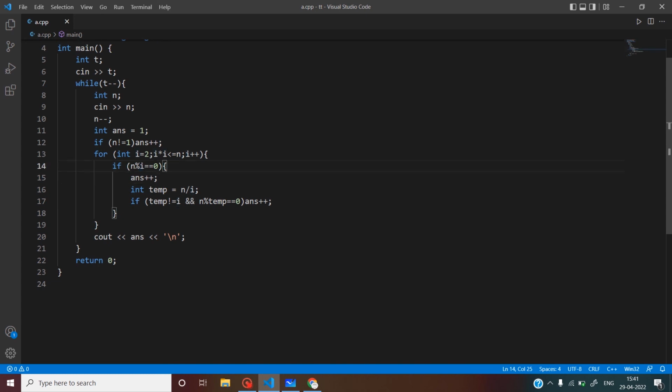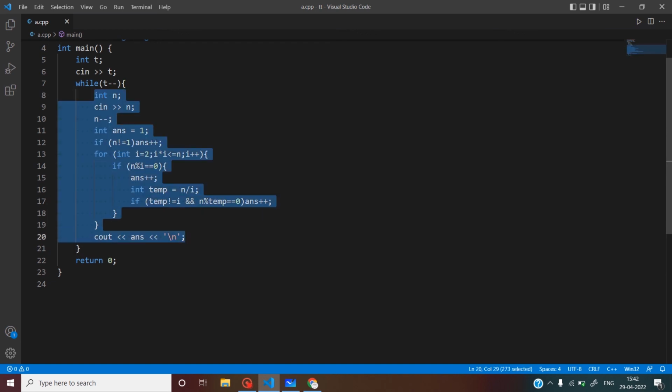This I will be our valid k, and then we are also checking if n divided by I, this element also divides n. If this element also divides n, we are also incrementing our answer. We are also checking the condition so that we don't calculate the answer for the same element twice. So we are checking that temp should not be equal to I, and then at the last we are outputting our answer. So this is the C++ implementation of the solution.